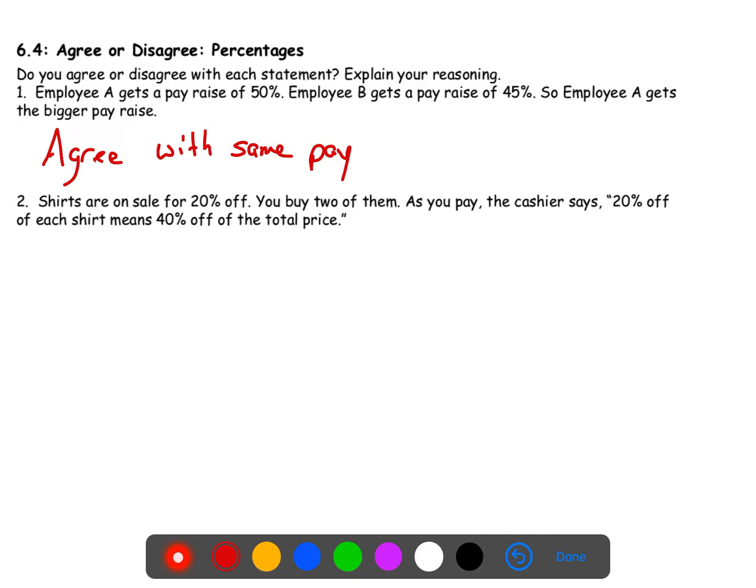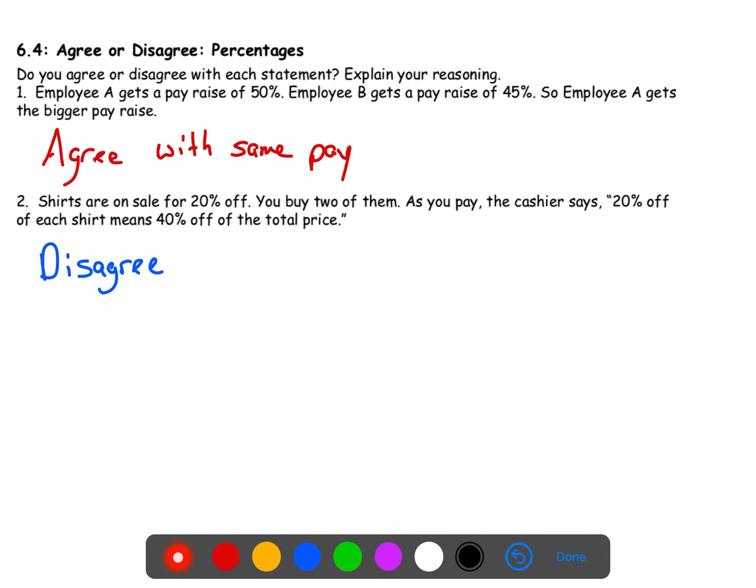So let's look at the next one. Shirts are on sale for 20% off. You buy 2 of them. As you pay, the cashier says 20% off of each shirt means 40% off the total price. Well, for a question like that, we would need to disagree. The cashier combined the percentages, and it makes sense that 20% combined with 20% would be 40%. They're buying 2 shirts, but it's actually not true.